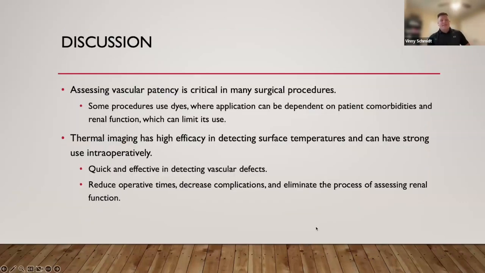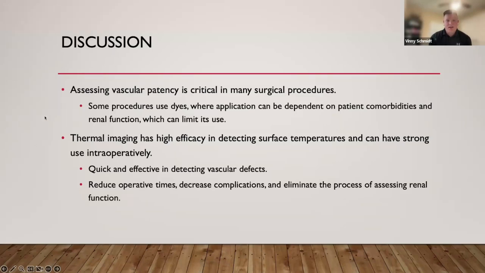So kind of how I discussed and thought of this: vascular patency is really critical in a ton of surgical procedures, especially with the heart, maybe the brain as well. And as we know, with a lot of these procedures, when I was talking about digital subtraction angiography and indocyanine green angiography, you have to use a radio contrast dye. A lot of this application can be very dependent on patient comorbidities and renal function, which can limit its use. For someone going through chronic kidney disease or severe renal failure, you really wouldn't want to use a dye, kind of like how you wouldn't want to do MRIs or CT with contrast.